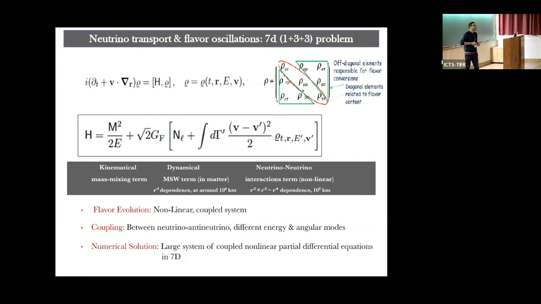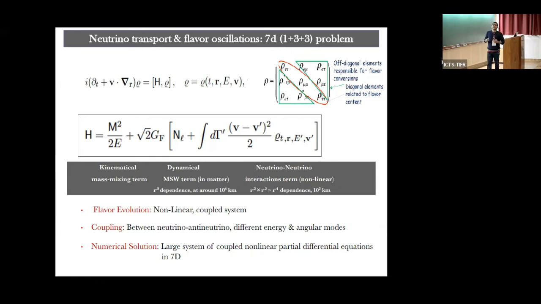Now, if we try to understand this oscillation in a bit more detail, the neutrino transport in a supernova, as I said, is already pretty non-trivial. The reason, as you can see in this Liouville-like equation, is that the Hamiltonian, apart from the usual kinematic and MSW terms, has a term coming from the neutrino density, which depends on the density matrices. This makes the whole problem non-linear. Very interestingly, it also depends on both neutrinos and antineutrinos. So you have a coupled system of neutrinos and antineutrinos, and this coupling can be between different energy and angular modes.